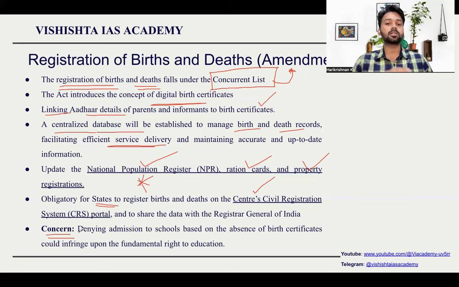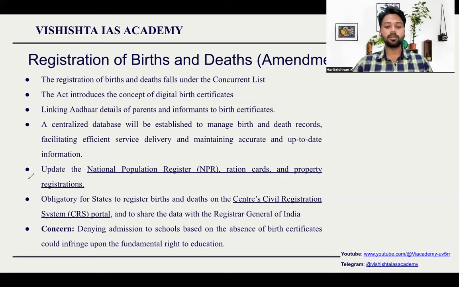Will he be denied the right to education, which is again a fundamental right? So this is a question which has to be answered. Obviously, this particular measure cannot be taken away because the birth and death certificate is very important. One thing we can do is, in such cases, the person can be given an immediate birth certificate so that he can be enrolled in the school.